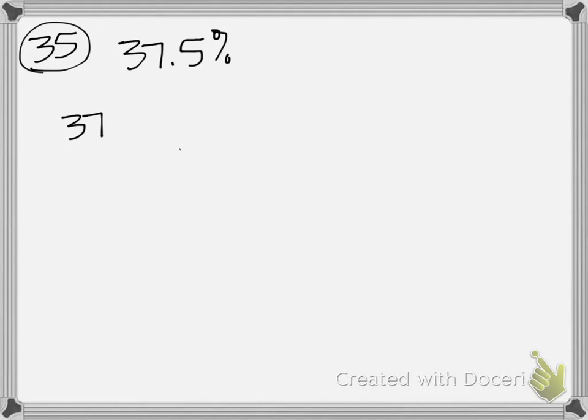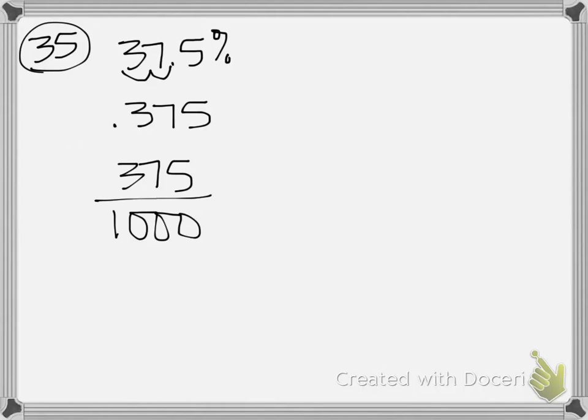So if I back this up a little bit, we know that 37.5% is the same thing as 0.375, just by moving our decimal point. But if we want fraction notation, we need 375, and if you read it the way it's supposed to be read, we've got tens, hundreds, thousands. We really have 375 over 1,000. Well, that's fraction notation. It's just not reduced, but it's fraction notation.